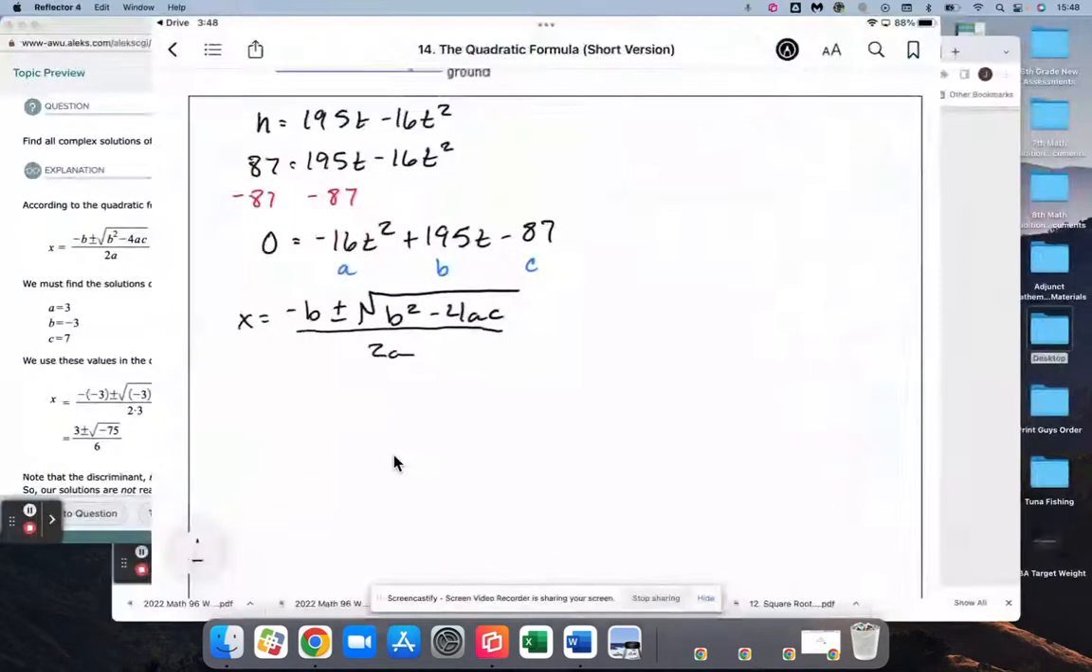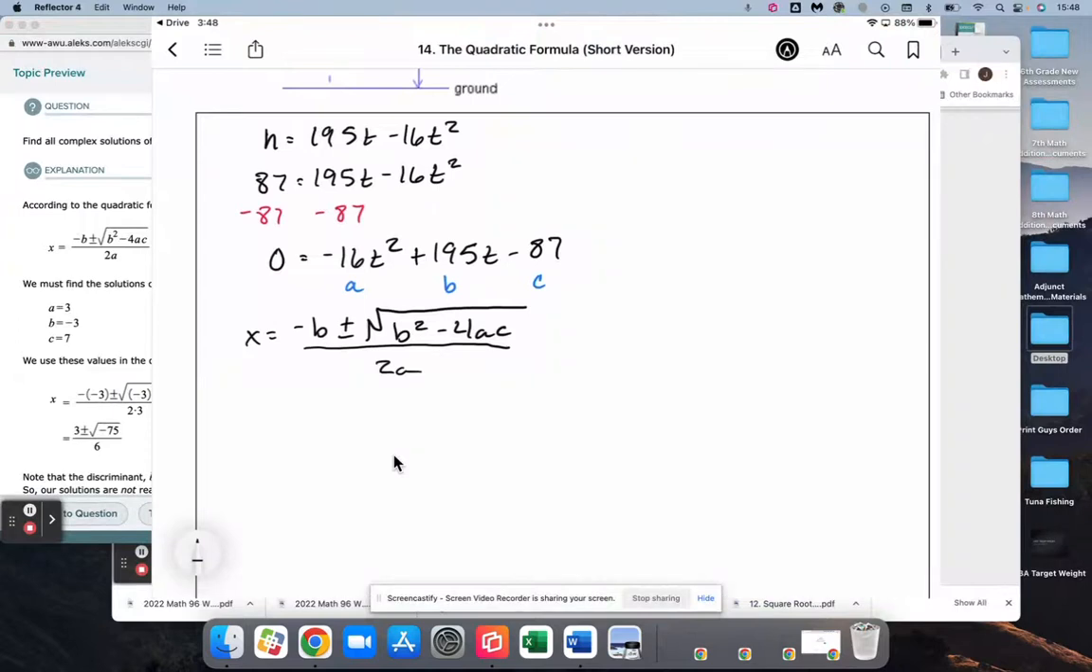Our b term is 195, so x is equal to negative 195 plus or minus the square root of b squared, so 195 squared, holy cow, minus 4 times negative 16 times negative 87. Holy macaroni, those are big numbers. Over 2 times a, 2 times negative 16.